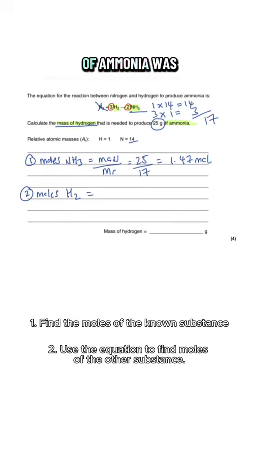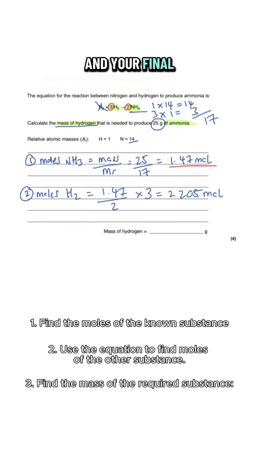And we know that the moles of ammonia was 1.47. So we use this 1.47, and we're going to divide it by 2 to find what 1 mole would be, and then times it by 3, because that's how many moles of hydrogen we've got, and that's going to give me 2.205 moles of hydrogen.